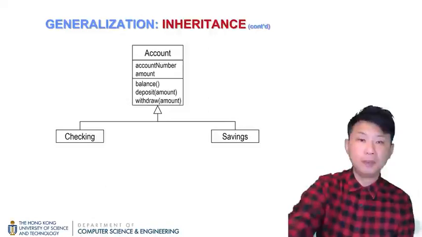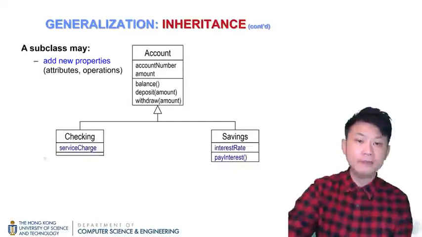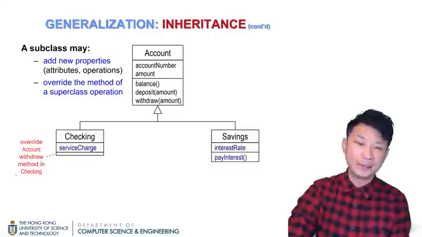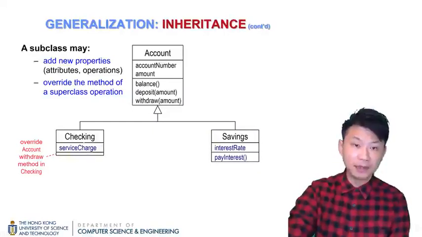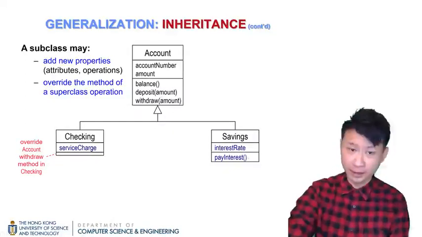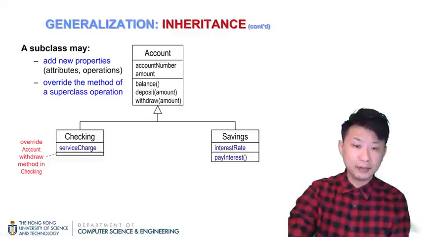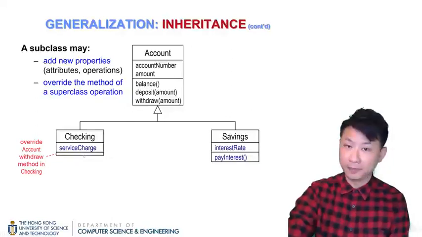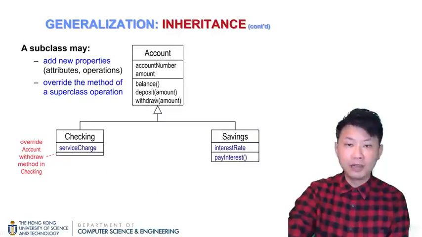And this is another example of inheritance. We can define additional properties under the subclasses. For example, checking account, we have service charge. Saving account, we have some additional properties. Now let's say we define another withdraw operation under the subtype, and we can see that we also have the withdraw operation under the supertype. Then notice that if we define another withdraw operation here under the subtype, it's going to override the withdraw operation that we have defined in the supertype.